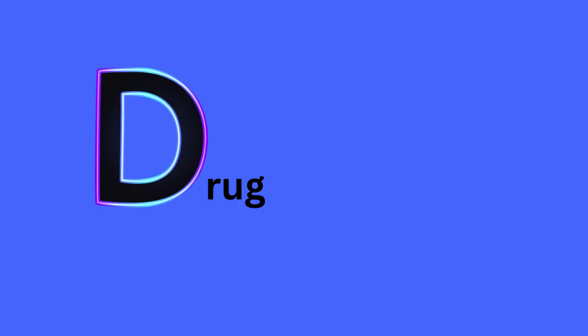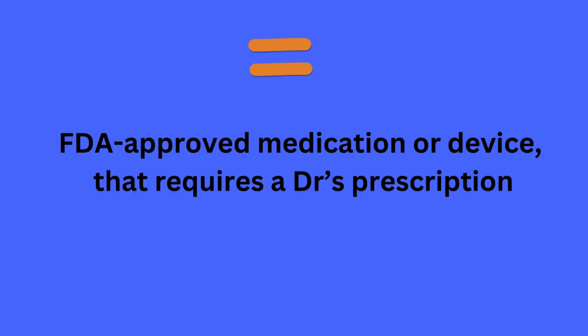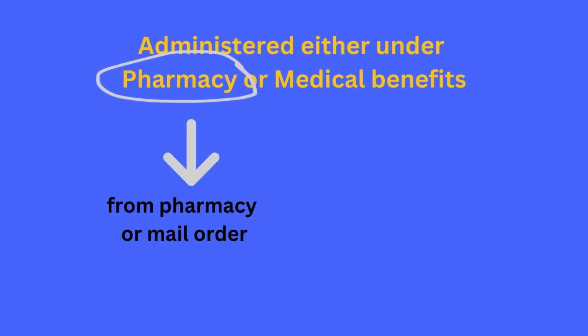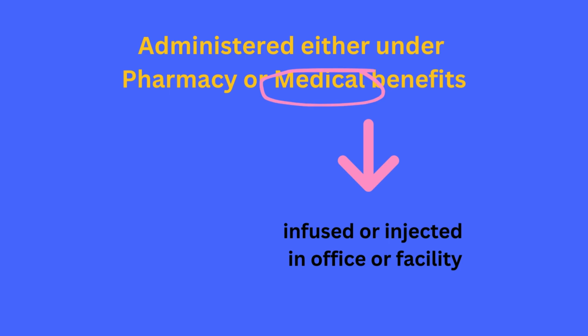A drug is considered by your insurance company to be a medication or device that has been FDA approved as well as prescribed by a physician. The pharmacy benefits of your policy will process any claim for a drug you receive from your pharmacy or mail order. But should you get that RX in an office or facility, for example, chemo treatment, then your medical benefits would kick in.